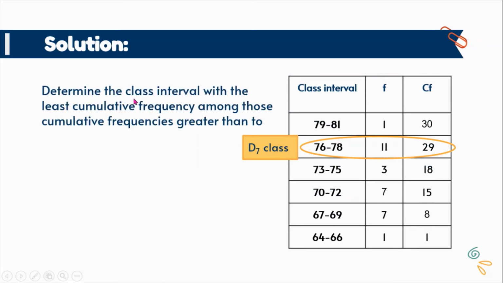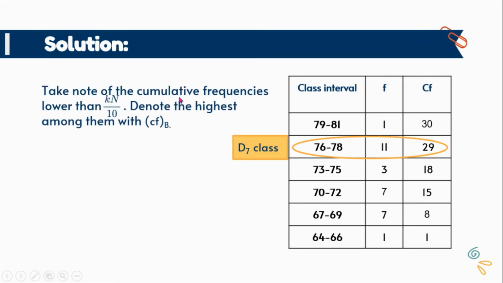Next, determine the class interval with the least cumulative frequency among those cumulative frequencies greater than kN over 10, and our kN over 10 is 21. So the cumulative frequency greater than 21 is this 29. Therefore, our decile 7 class is 76 to 78, since its cumulative frequency is greater than 21, or the kN over 10.